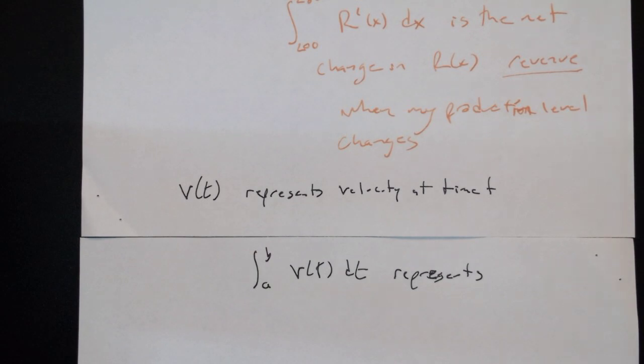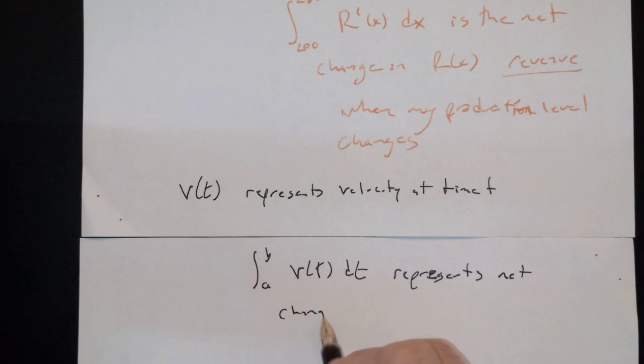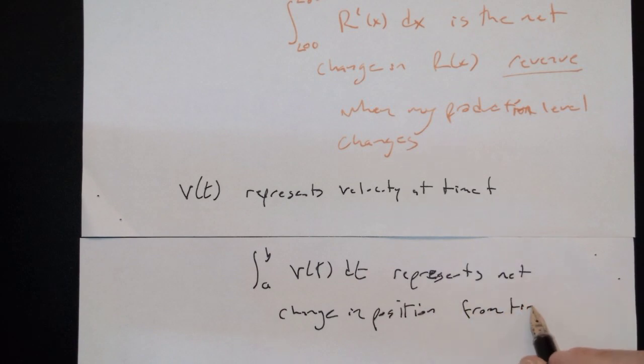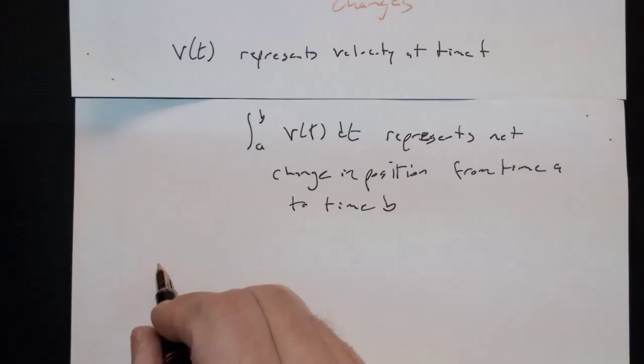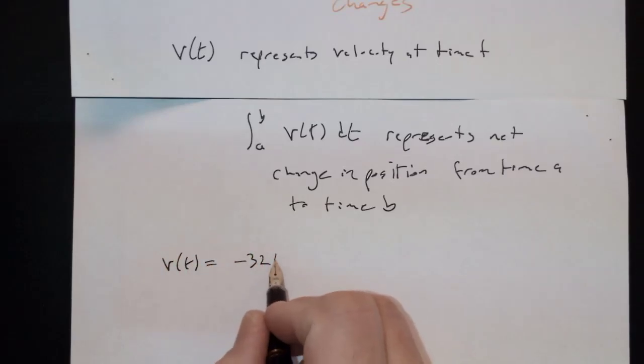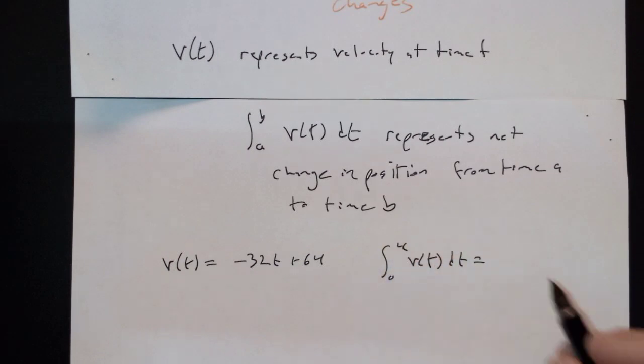Just like it was the net change in revenue, this will now be net change in the thing that this is the change of. The net change in position. And since this is a function of time, v of t, it'd be between time A and time B. So here's the velocity equation. I'm back in feet again.